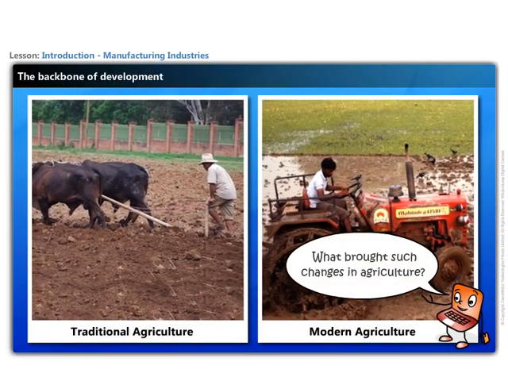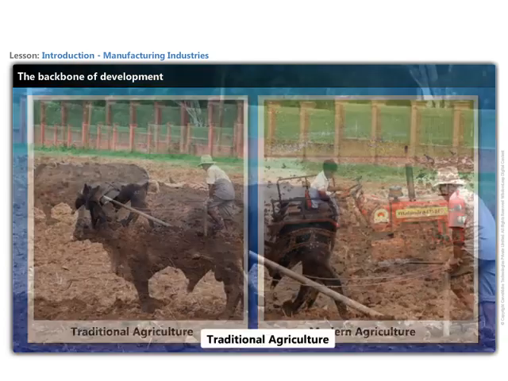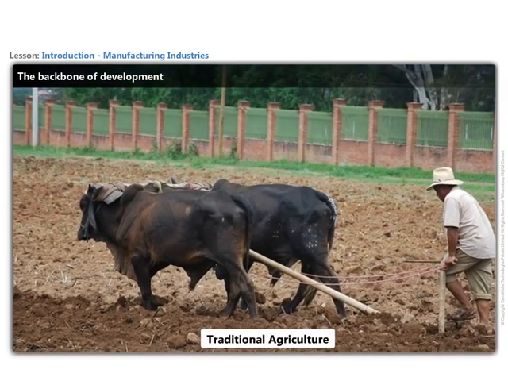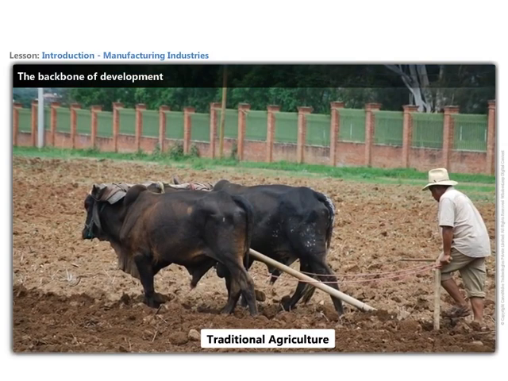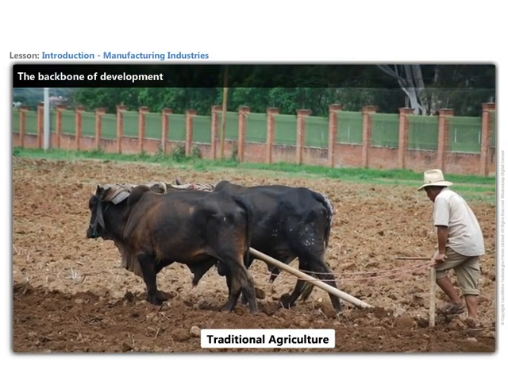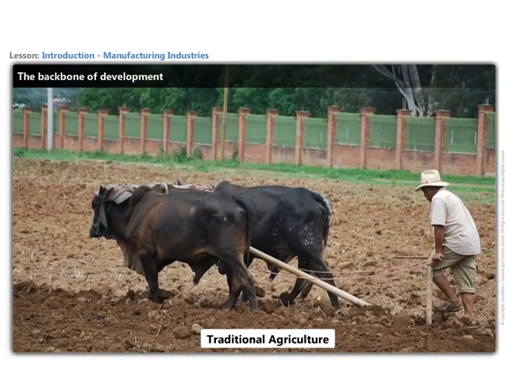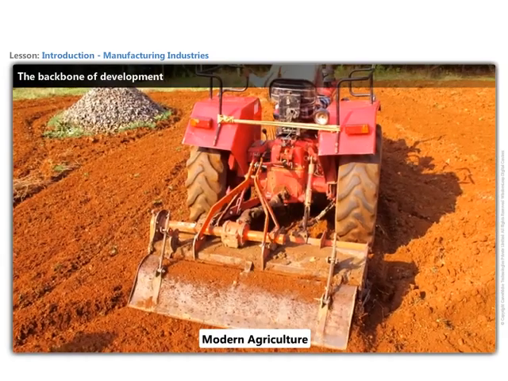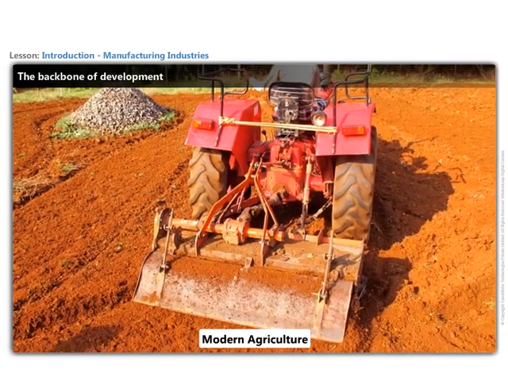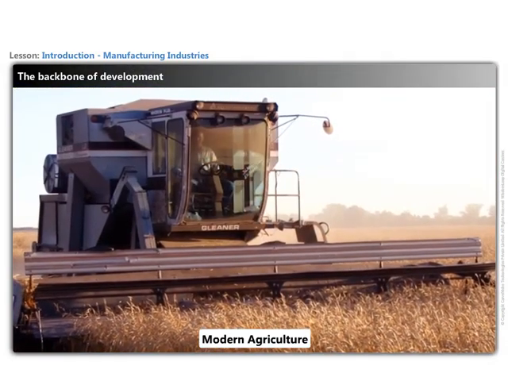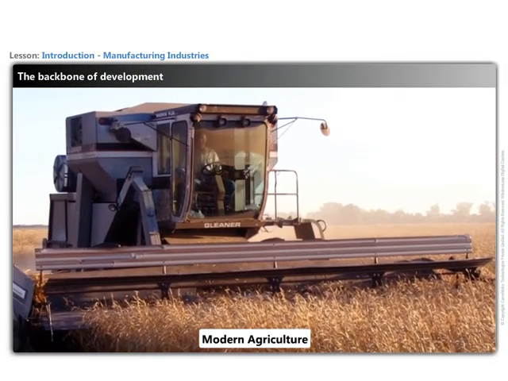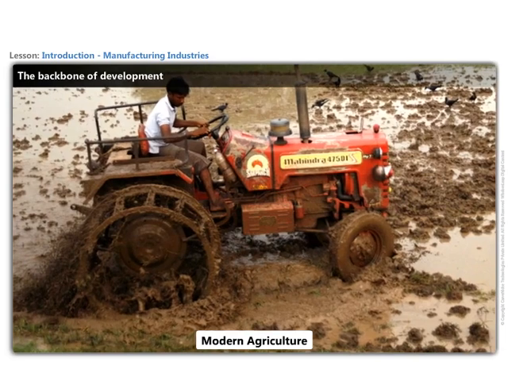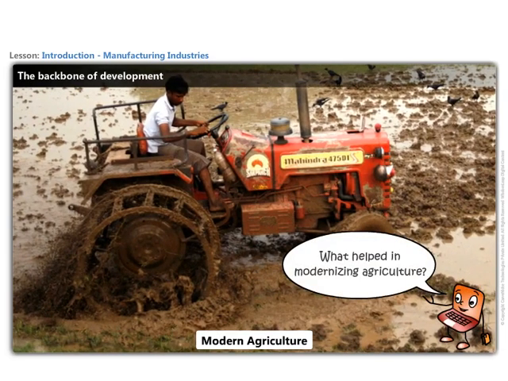What brought such changes in agriculture? Industrial development brought tremendous changes to agriculture. Agriculture and industry are not exclusive of each other. Development and competitiveness of manufacturing industry has not only assisted agriculturists in increasing their production but also made the production process very efficient. What helped in modernizing agriculture?